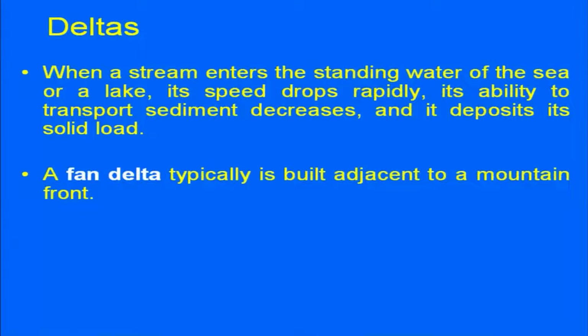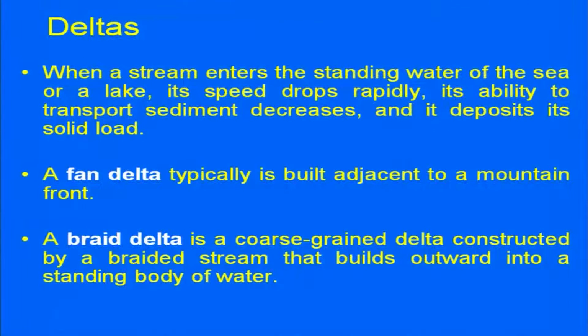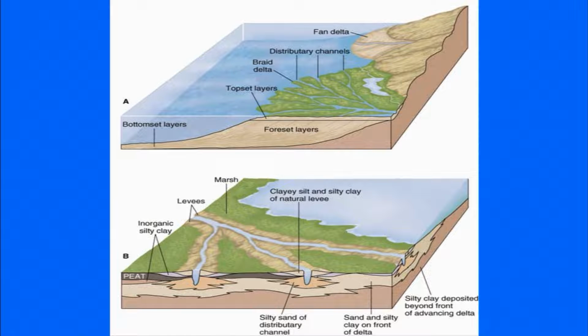So, a fan delta typically is built adjacent to the mountain front, where it comes in contact with the ocean or a water body, whereas the braid delta is a coarse grained delta constructed by a braided stream that builds outward into a standing body of water. These are the examples shown here: one is the fan delta, which is close or adjacent to the mountain front. Another is the braid delta, which has more distributaries or distributary channels.